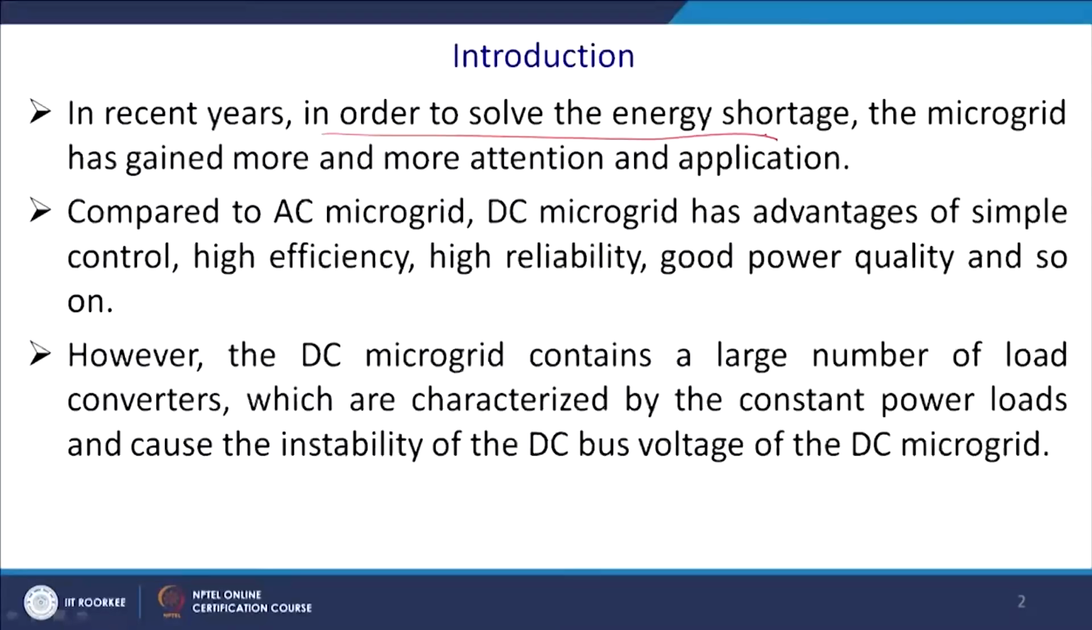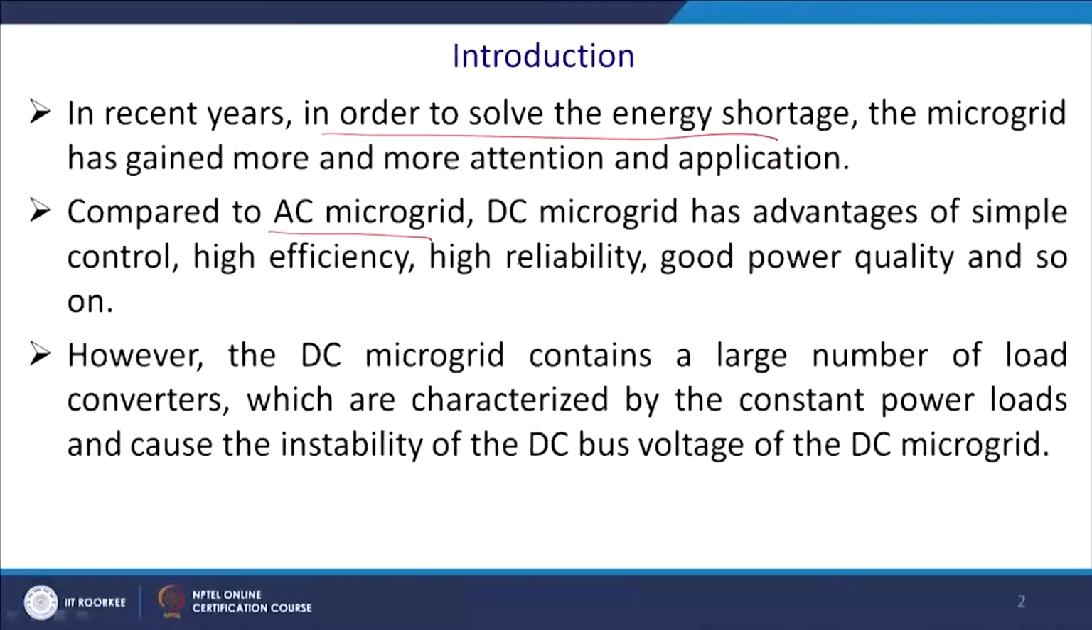In recent years, in order to solve the energy storage problem, the microgrid has gained more and more attention and applications, because we have seen the disadvantages of the conventional grid. Now with the high penetration of renewable energies, we are gradually moving towards the microgrid. Compared to the AC microgrid, the DC microgrid has several advantages.